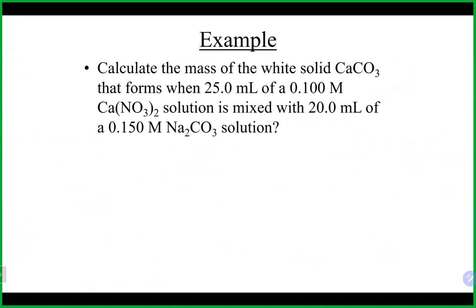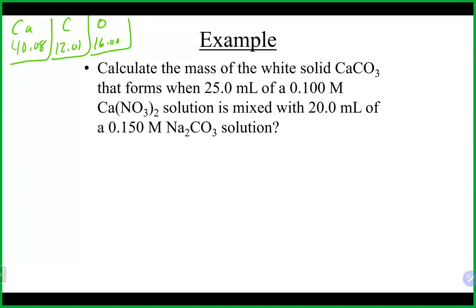Calculate the mass of calcium carbonate that forms when you mix 25 milliliters of 0.1 molar calcium nitrate with 20 milliliters of sodium carbonate. I'll give you some info that might be helpful. Calcium 40.08, carbon 12.01, and oxygen 16. All right, so take a few moments, work through the steps and see what you come up with here.